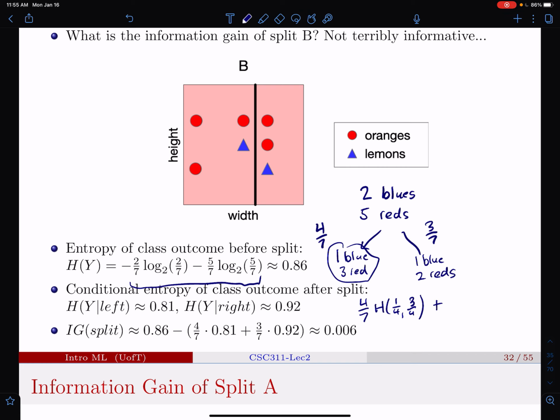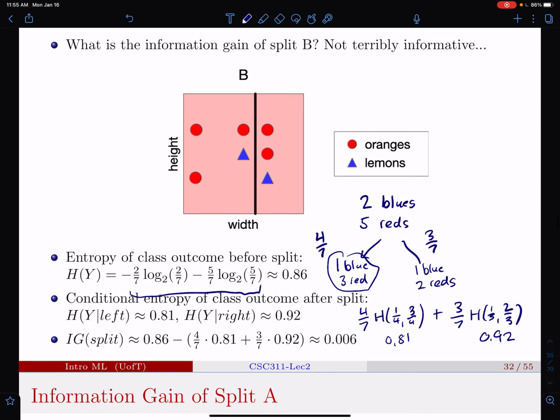Plus the 3/7 entropy of 1/3, 2/3. So that's basically what the conditional entropy is given the split. If we evaluate this expression, this comes out to around 0.81. This is around 0.92. And in total, this doesn't give us very much information as measured by entropy. So the information gain of the split is around 0.006, which is not very informative.